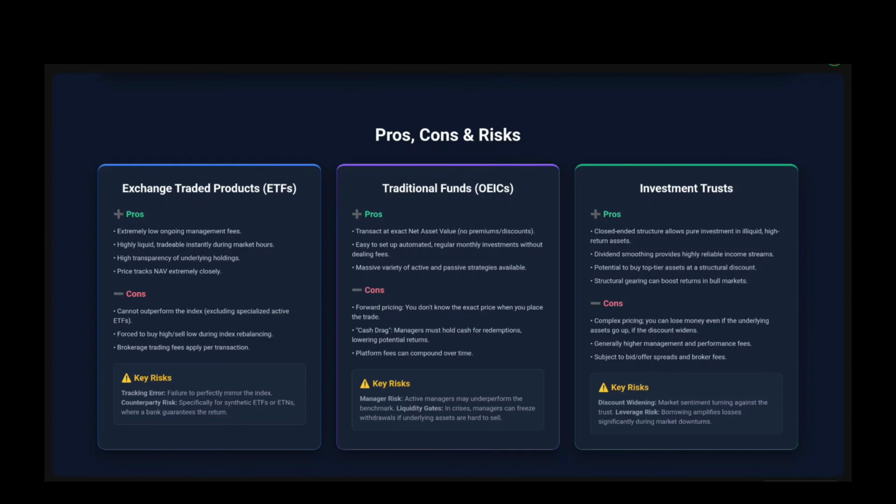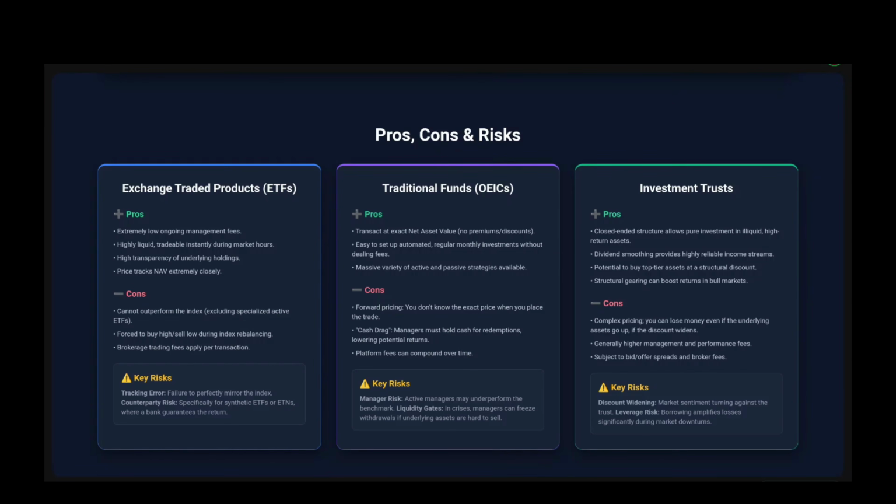If we start to look at traditional funds now, OEICs, the pros are they transact at exact net asset value, no premiums or discounts, and they're easy to set up and automate, with regular monthly investments without dealing fees and a massive variety of active and passive strategies available. The cons are forward pricing: you don't know the exact price when you place the trade. Cash drag: managers must hold cash for redemptions, lowering potential returns. And then there can be platform fees that compound over time.